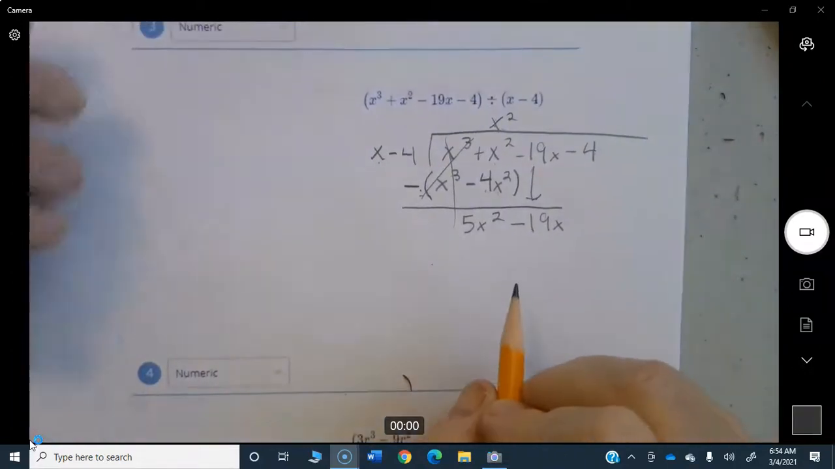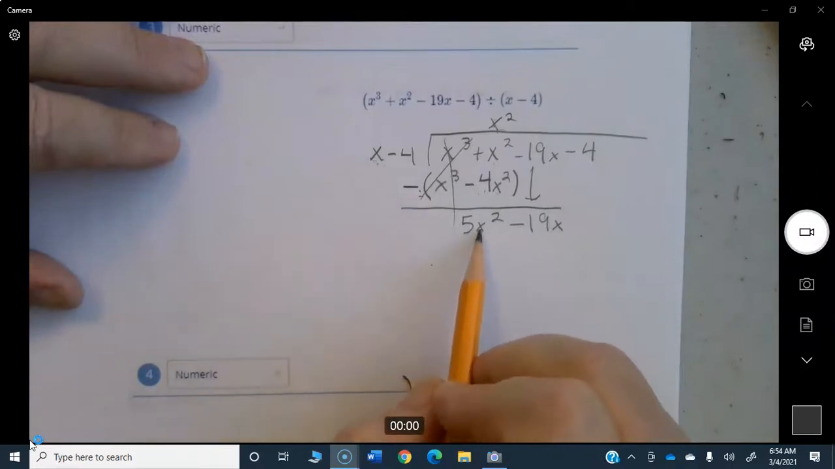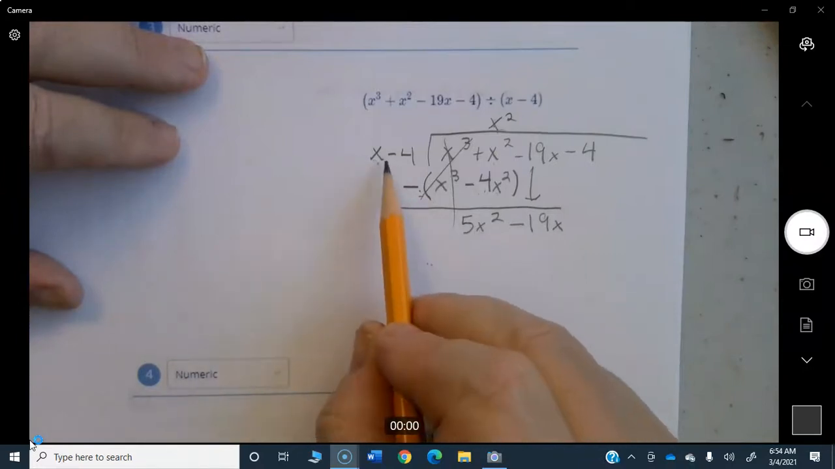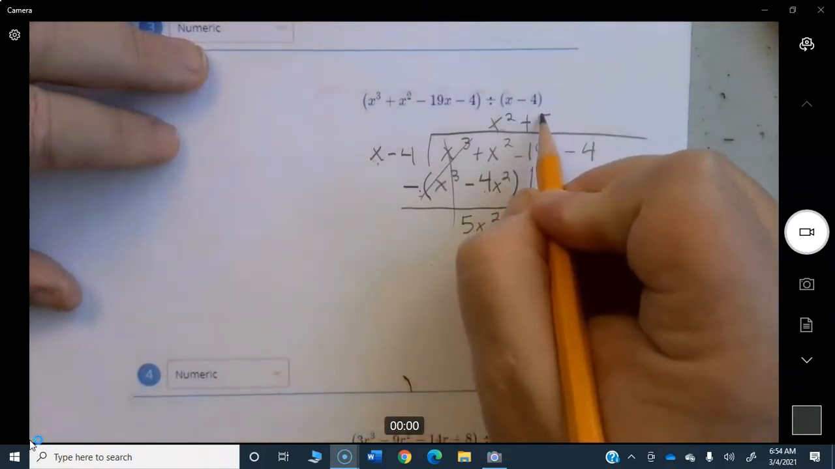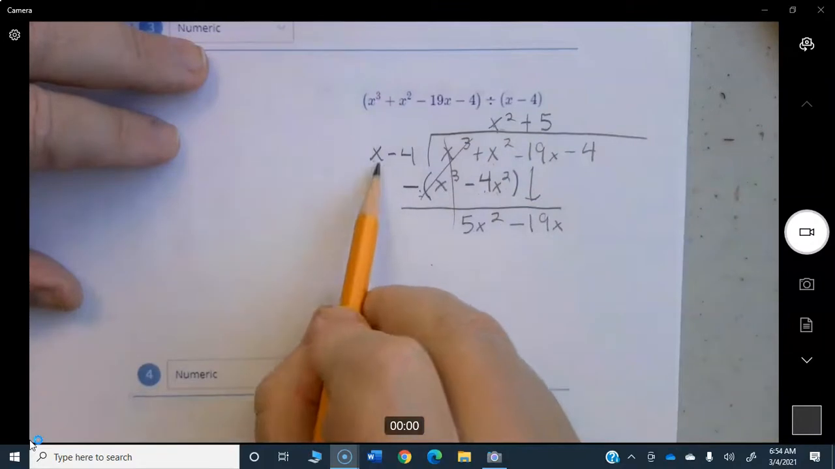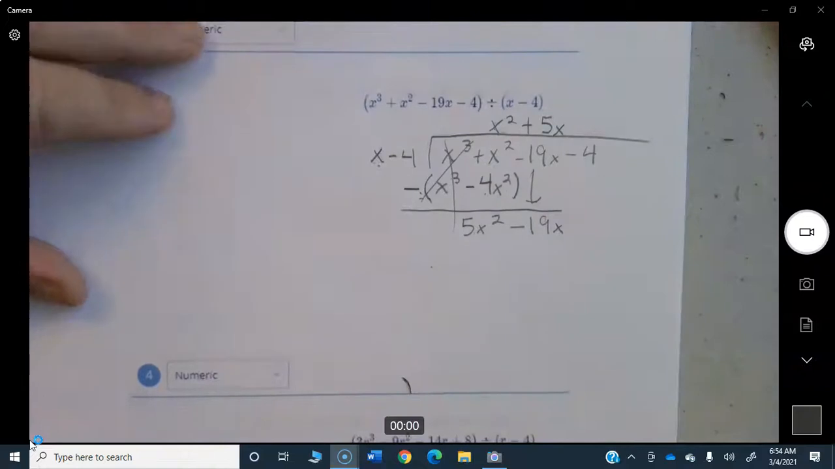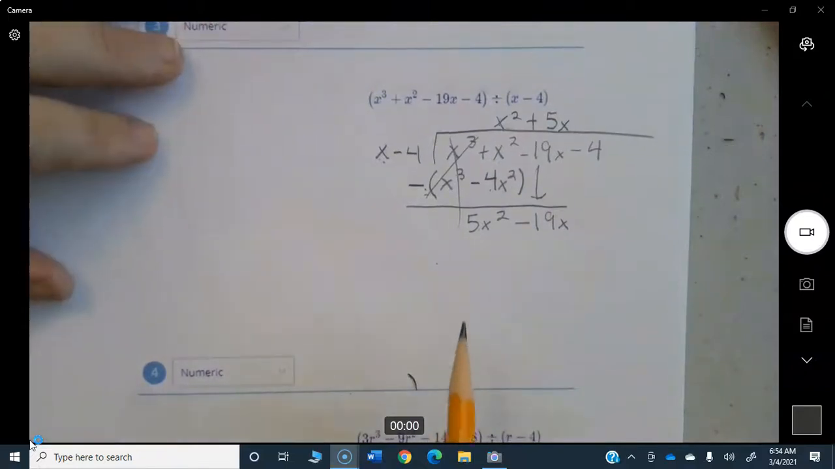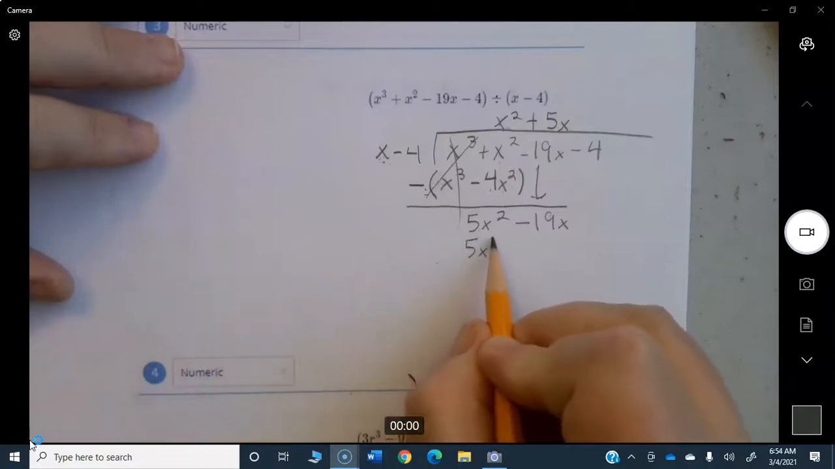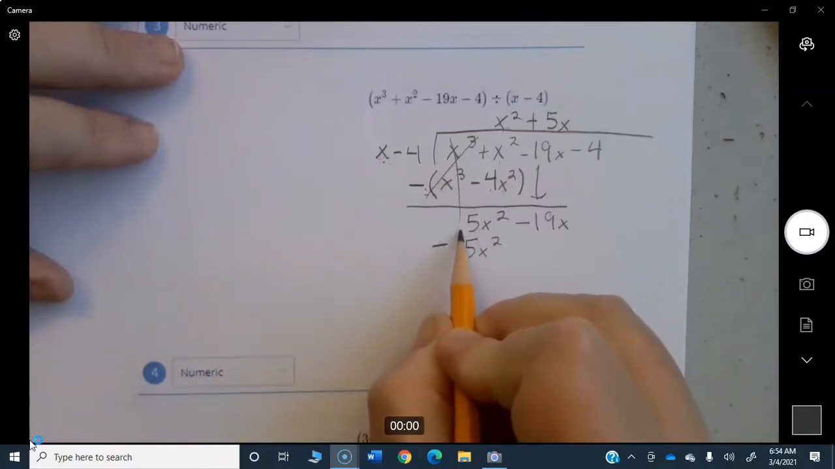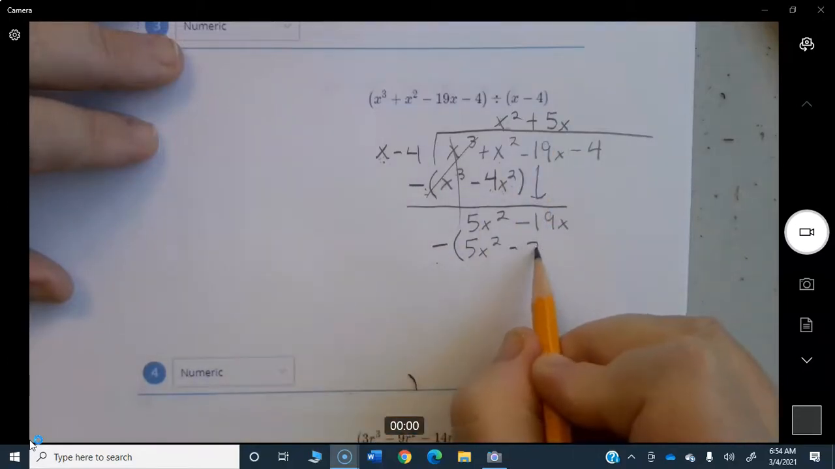And now we're ready to start all over again to do the divide step. How many times does x divide into 5x squared? Or what do I need to multiply x by to get 5x squared? Well, obviously I need a 5. And I also need another x. X times x would be x squared. So it's going to be 5x. That's the divide step. Now multiply. 5x times x is 5x squared. Subtraction sign, open a parenthesis. 5x times negative 4 is negative 20x.